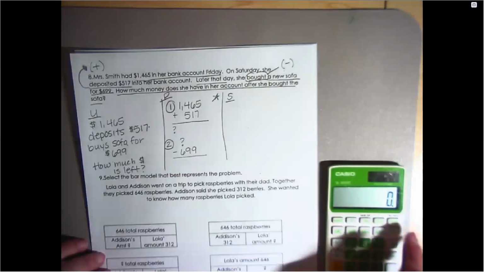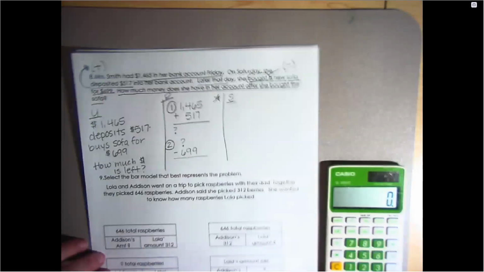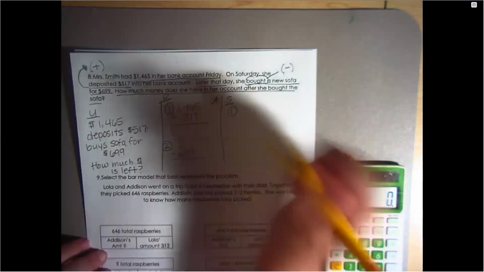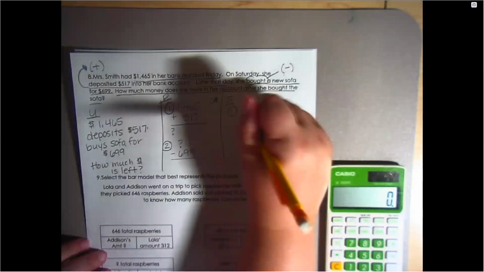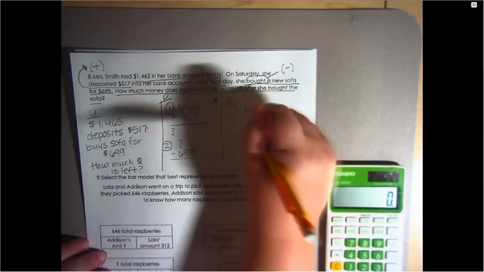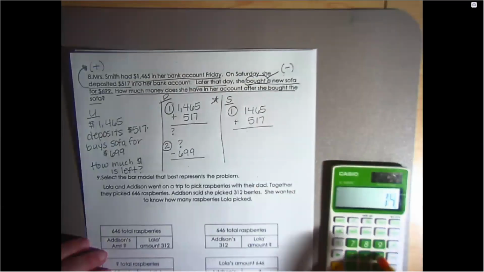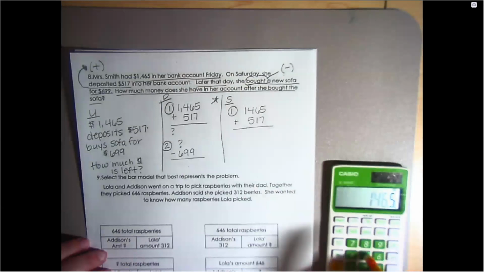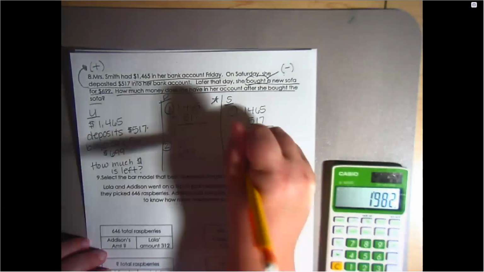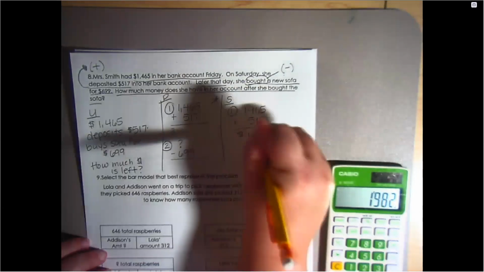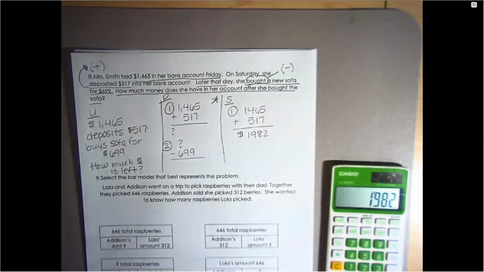And so I'm going to clear my calculator and do step 1. So step 1, I'm going to add 1,465 plus 517. And that is a total of $1,982. Step 2 is to take that $1,982.